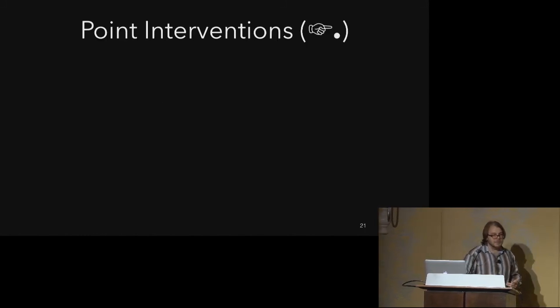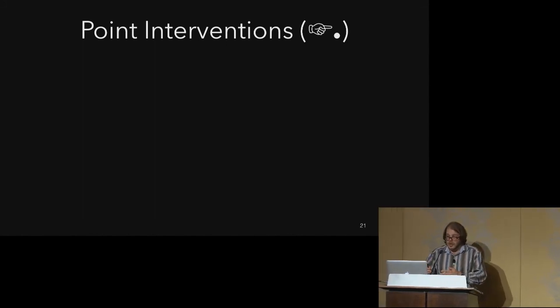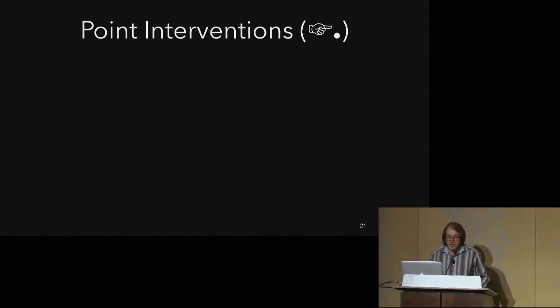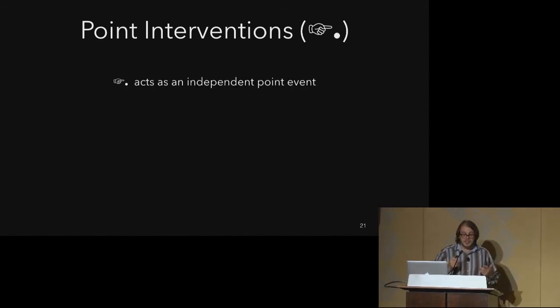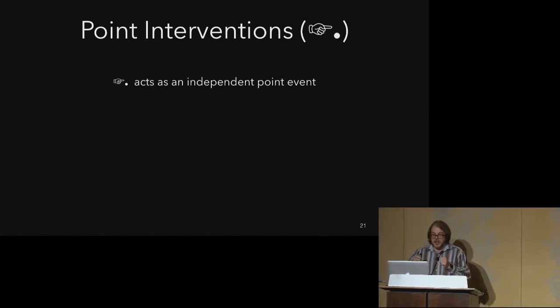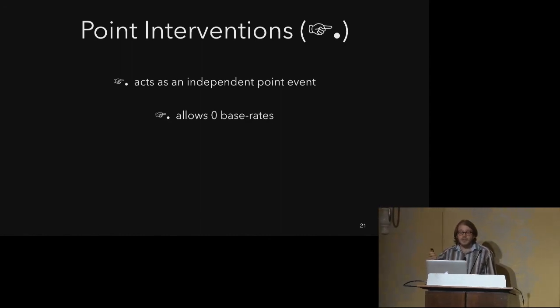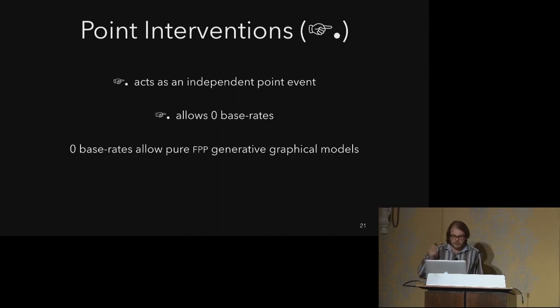One of the reasons that FPPs have not been discussed before is that to get the cascades of events to start requires a non-zero base rate to bring about the first occurrence. But that base rate usually is treated as a homogeneous or a periodic process that is going to have an infinite number of events. So we're going to introduce the notion of point interventions, which are valid point events that are treated as independent of the preceding point events. And once it happens, it goes unexplained. If you allow this, then you can have processes that are generated with zero base rates. And zero base rates allow pure FPP generative graphical models.